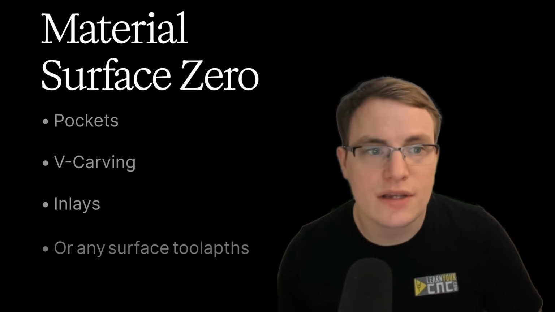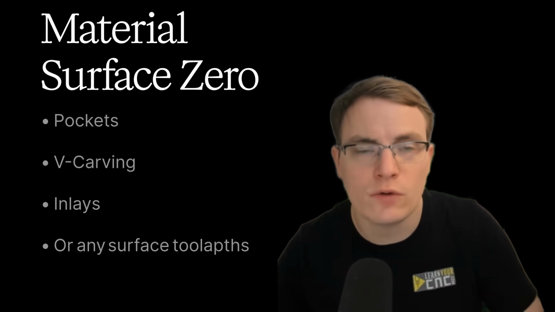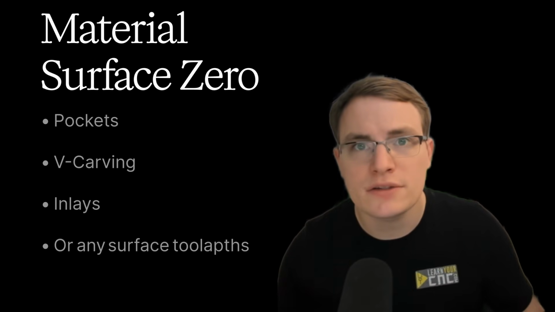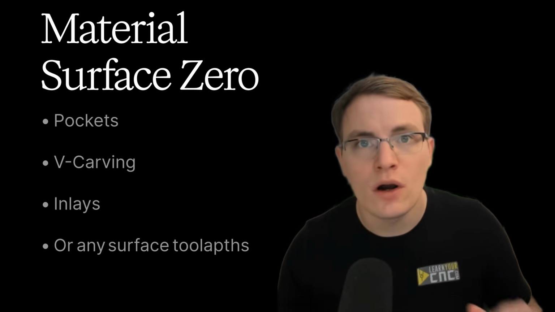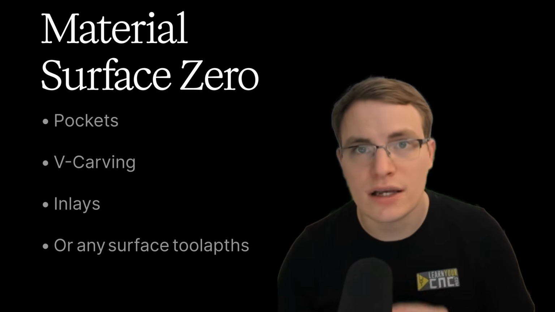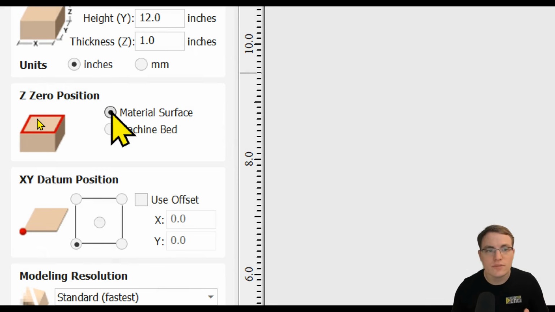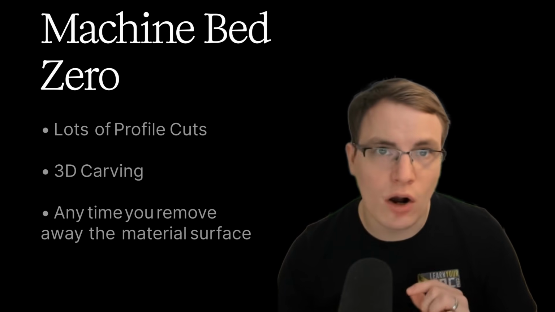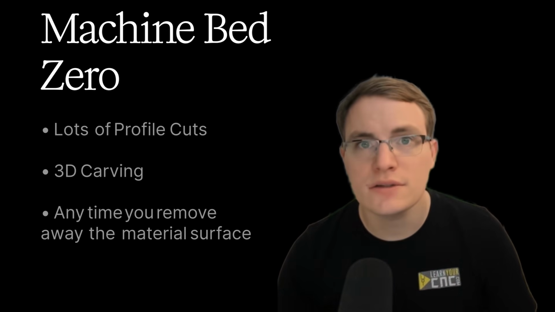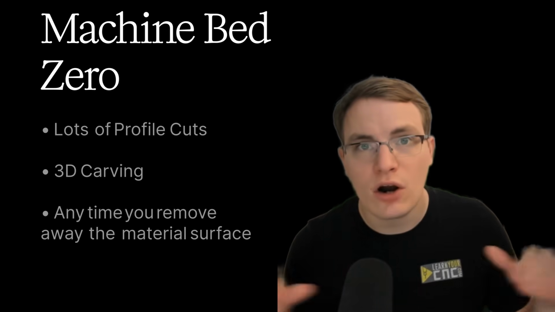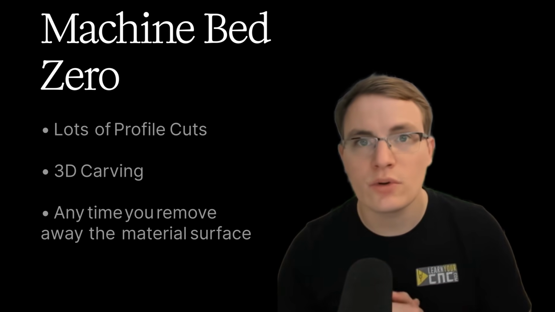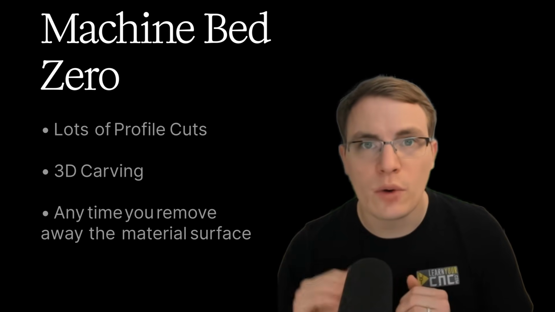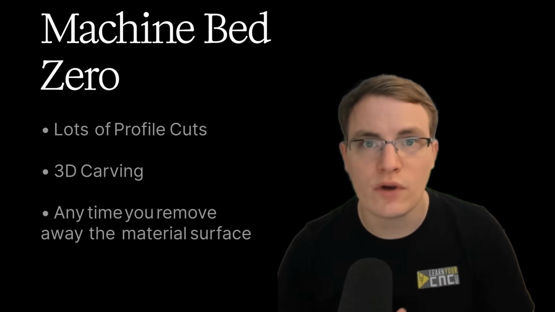Some common things that I would use the material surface zero position for is if you're doing pockets or VCarving or inlays or anything on the surface of your material where the thickness of your material is not as critical. And then the times I would use the machine bed as my zero position is if I'm machining all the way through the material with a bunch of profile cuts. Or let's say you're doing a 3D carve and your material surface is going to be all removed away. You may want to zero off of the machine bed. That way you have a consistent zero location you can always reference from.